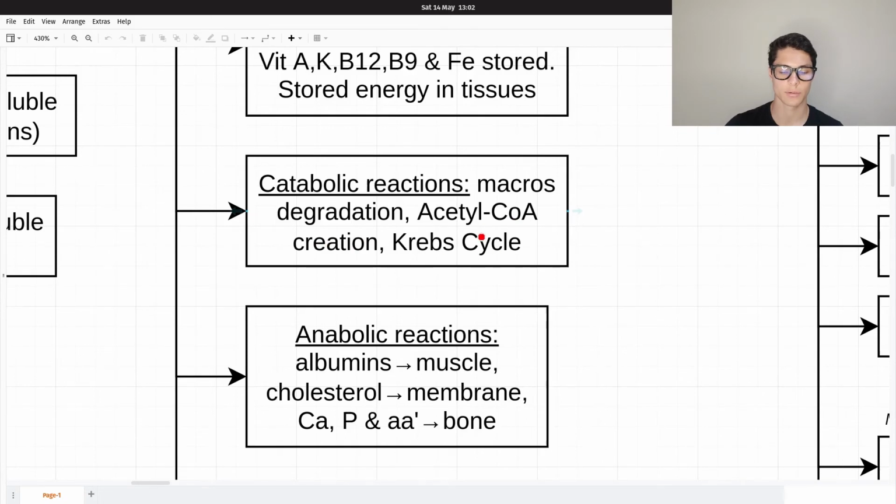The catabolic reactions are the macronutrient degradation we saw in the digestion, and then the acetyl-CoA creation and the Krebs cycle. Catabolic reactions degrade the macronutrients we have in our diet into small parts, and then those small molecules will eventually go through the metabolism, and they will create energy. And if you want to know more about metabolism, check my videos of the metabolism series in my channel.